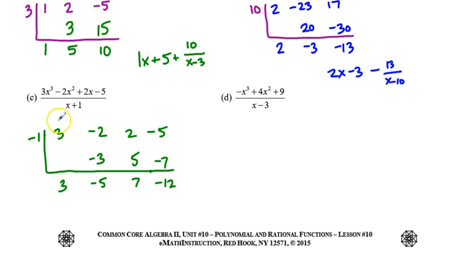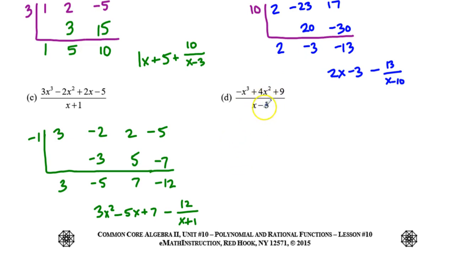Okay, I hope you recognize dividing a cube by a linear. That means the leading coefficient is of an x squared. So it should be 3x squared minus 5x plus 7 minus 12 over the divisor x plus 1. Finally, this last example I wanted to include because it has a little bit of a curveball. It's written in standard form, but it's a cubic that does not have all the terms. There's a missing term, and we have to account for that.